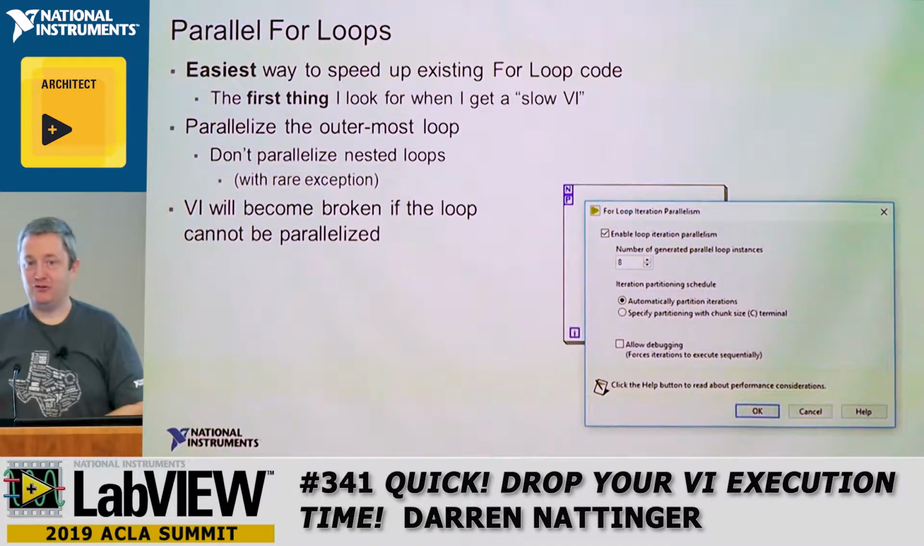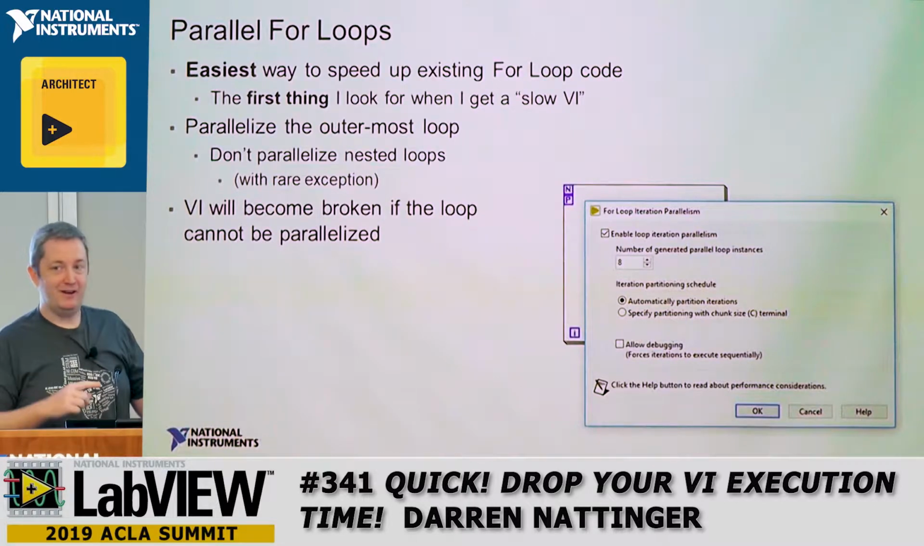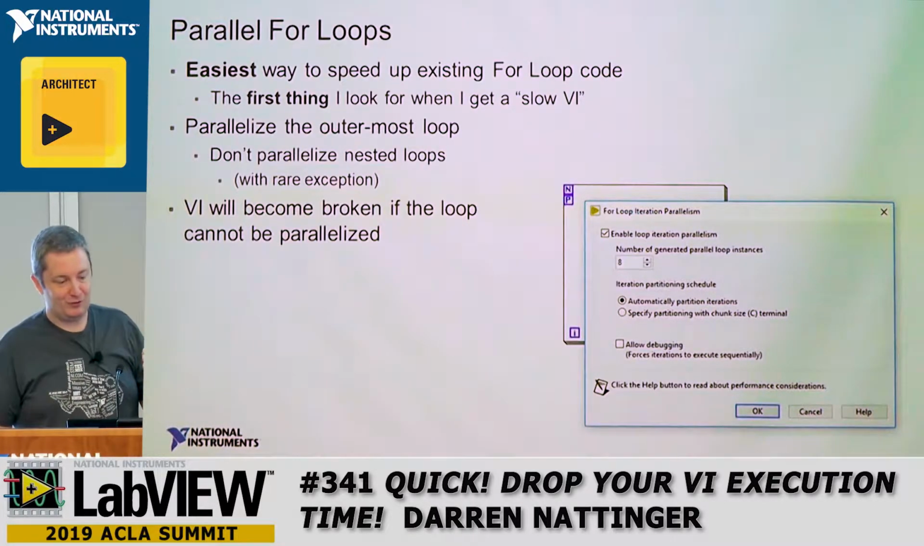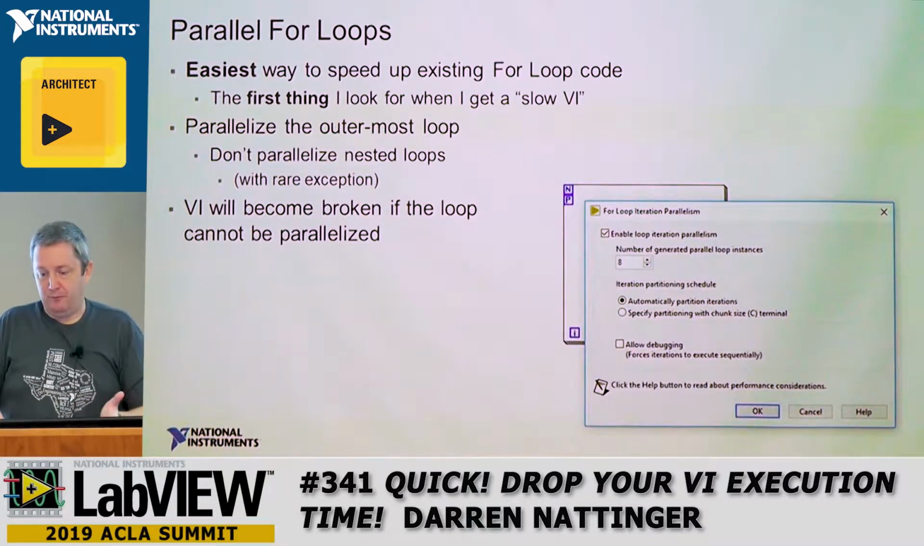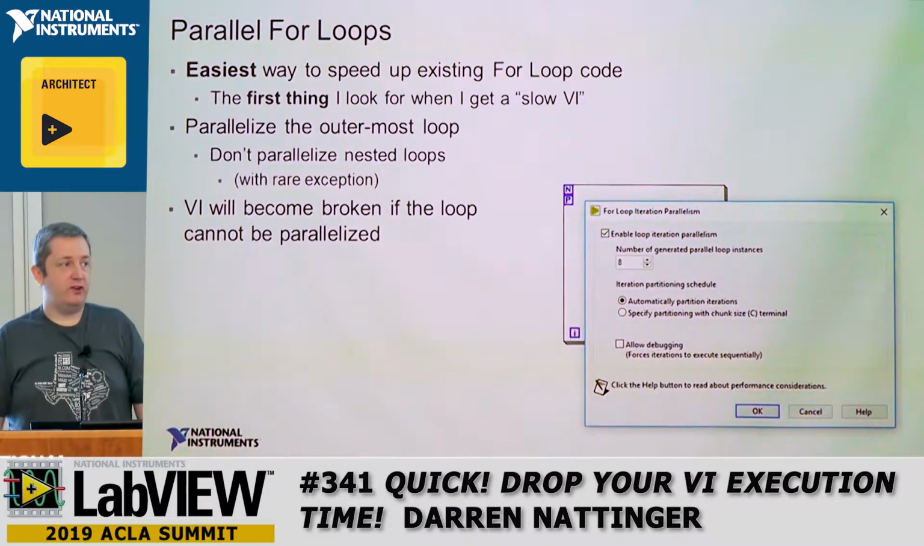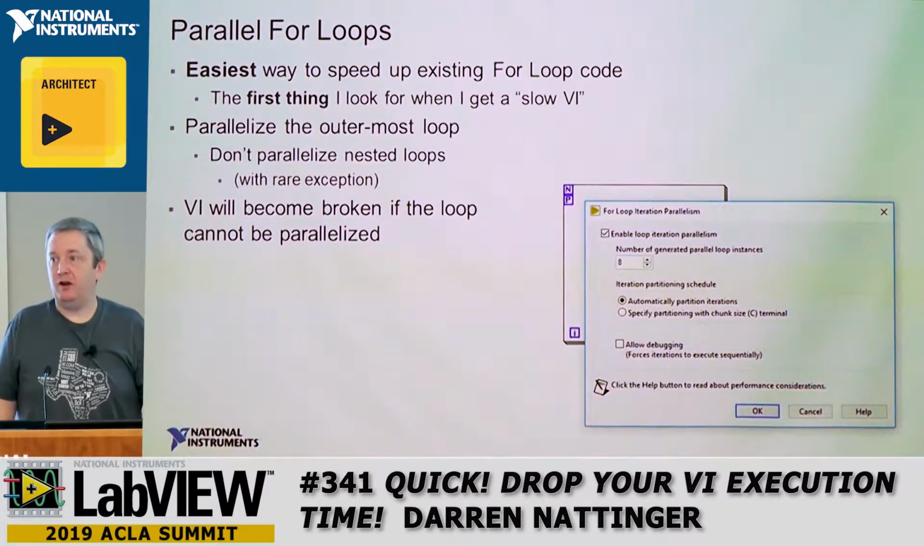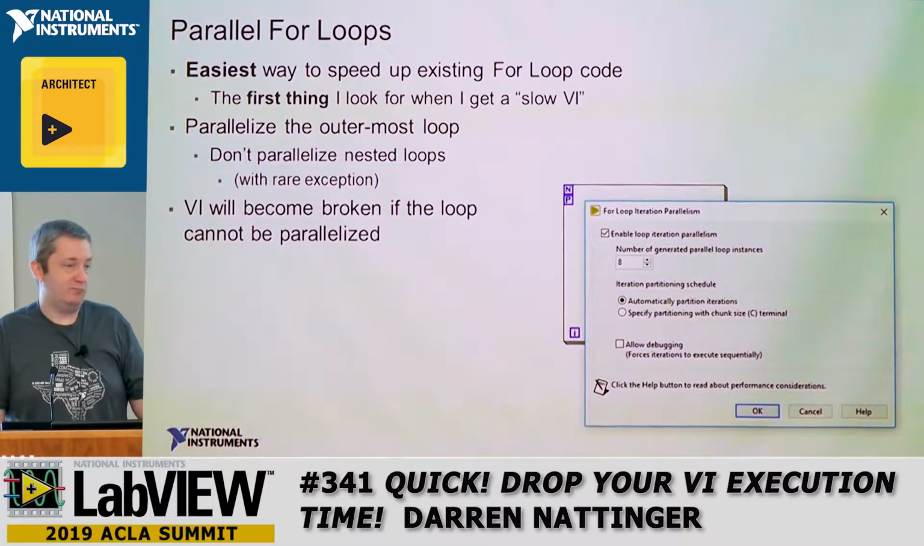However, there are rare exceptions, like in one of the demos I'm going to show you later, where a nested parallel loop actually does improve performance a little bit. So my guidance is set a for loop to parallel and see if your VI breaks. If your VI breaks, it can't be parallel. If your VI is still runnable, it could be parallel.